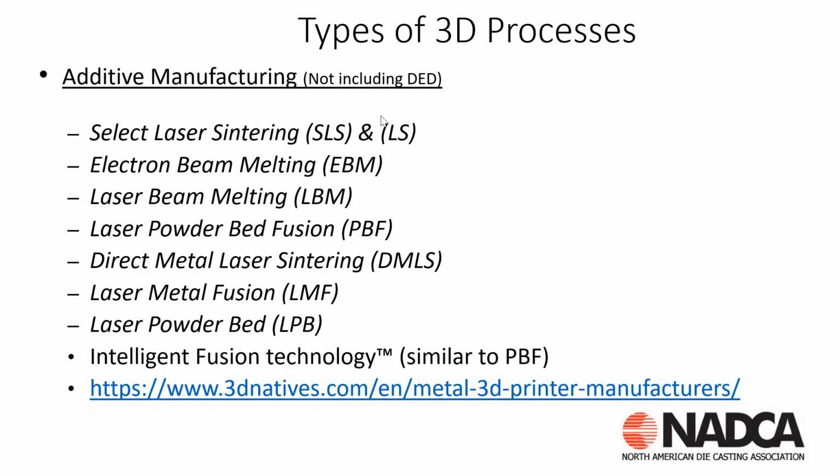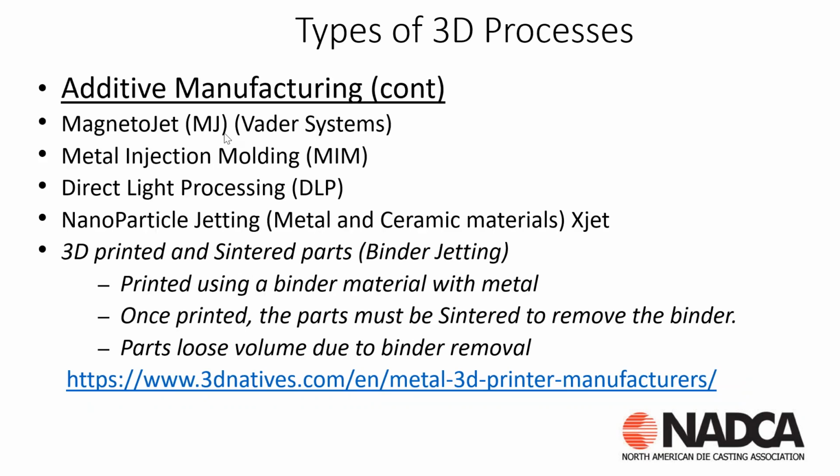Now, I did not include any directed energy deposition, which is a different type of additive manufacturing. DED is usually used in repair, and some die casters are using that in repair of their inserts. So it can be used for repair or it can be used for new components. Other additive manufacturing processes are MagnetoJet, which is MJ, and this was pioneered by Vader Systems. This is actually using a liquid metal and building it up from that.